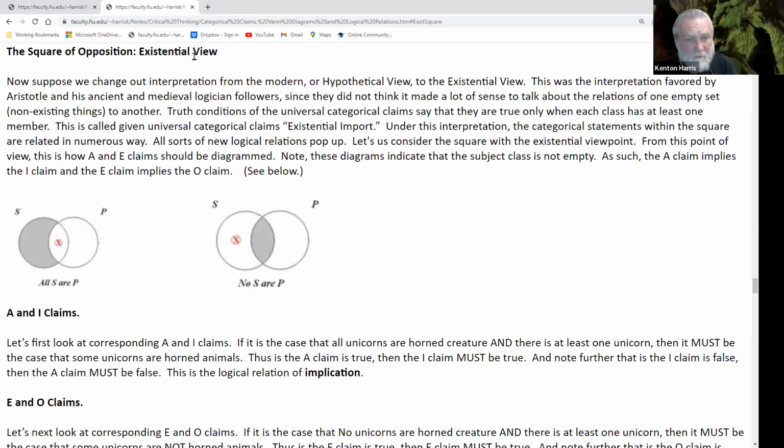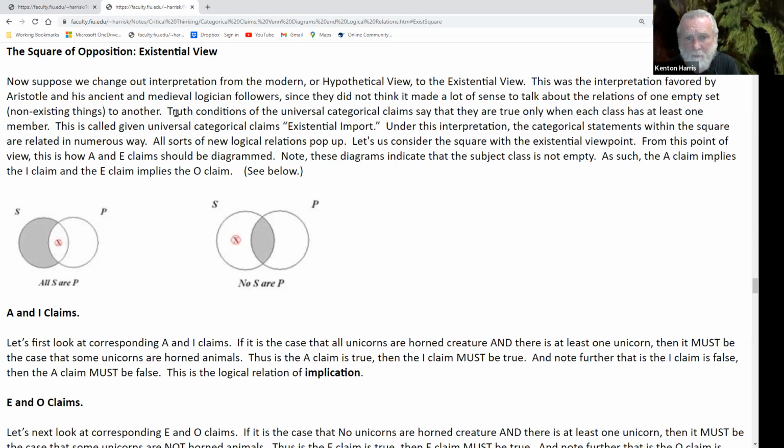On the existential view of the square of opposition, that takes a different view. Now, this was the more standard way that universal claims were interpreted in ancient and medieval times. So philosophers like Aristotle and ancient philosophers that followed him in this, and then medieval philosophers and logicians, they interpreted the A claim and the E claim not the way we've pictured above. They interpret these claims this way: all S are P, and there is at least one S. Or no S are P, and there is at least one S.